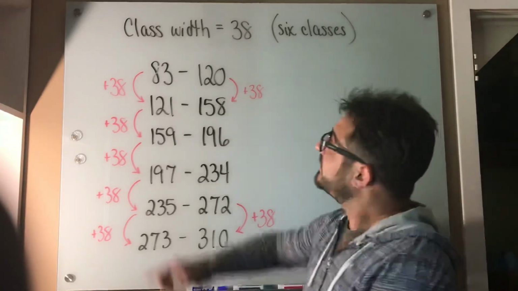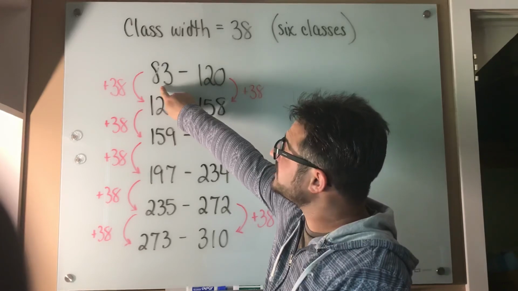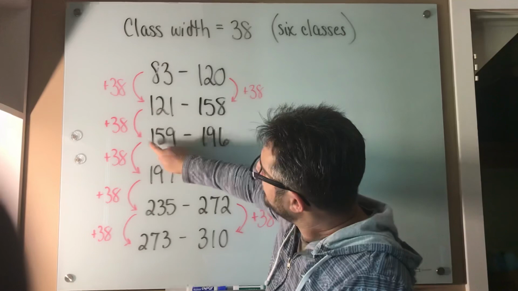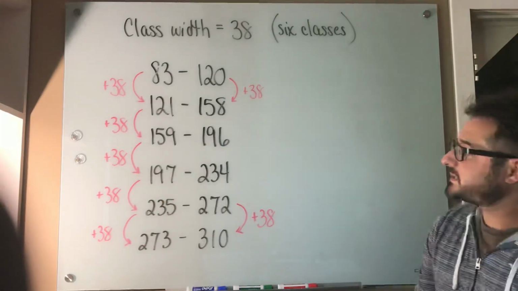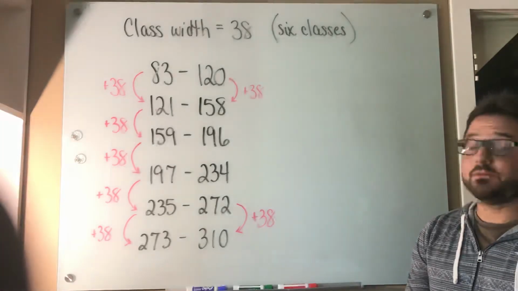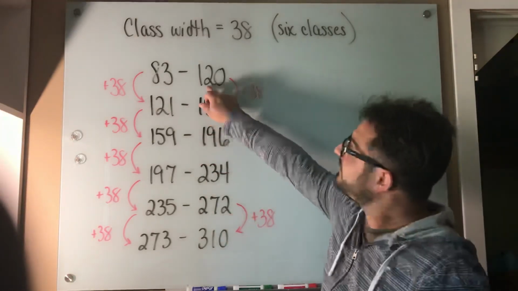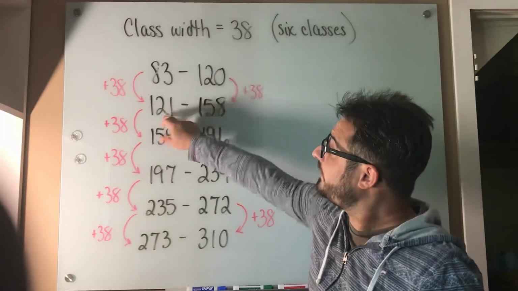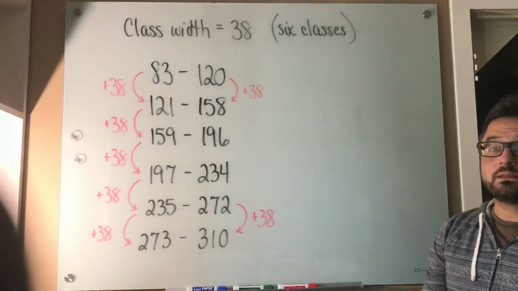We start the first class at the lowest data value, the smallest data value in the entire set, and we add the class width to establish all of the lower limits before finding any of the upper limits. The upper limits then come from adhering to the rule that there should be no gap and no overlap between the classes.